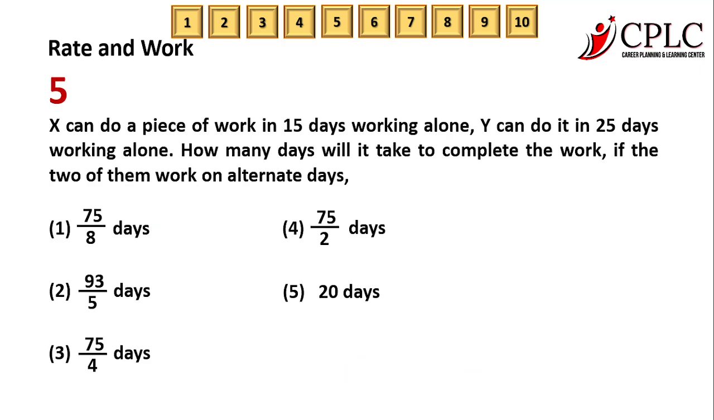Moving on, question number 5. It says X can do a piece of work in 15 days working alone. Y can do it in 25 days working alone. How many days will it take to complete the work if two of them work on alternate days?